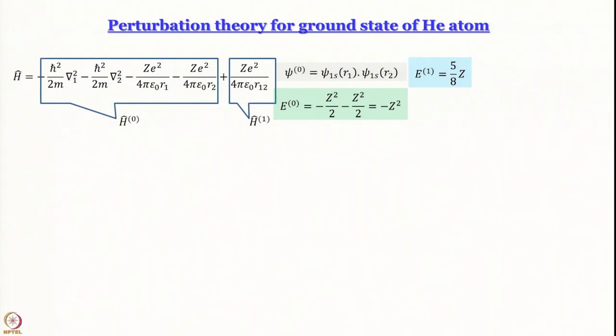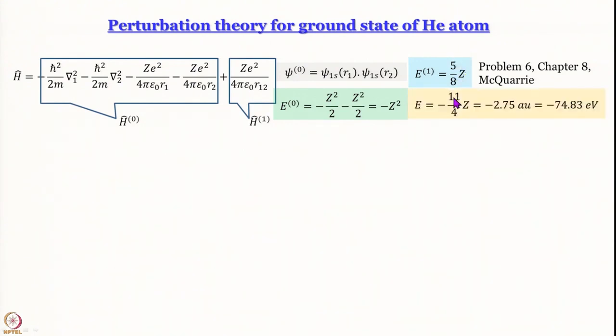It is not really worked out in any of these books that we are consulting, but pointers are provided on how to work this out in problem number 6 of chapter 8 of McQuarrie's quantum chemistry book. If you work out that problem, you will arrive at this expression for the first order correction to energy to be 5Z by 8.